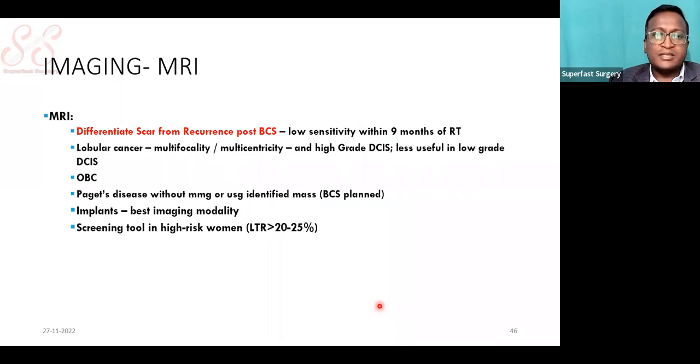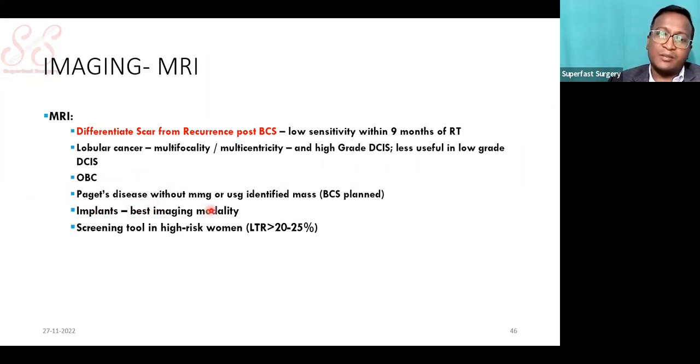Imaging MRI. MRI is basically a problem solving tool in case of breast cancer imaging. It will help us to differentiate a scar from the recurrence post BCS, because of the characteristics of the MRI: the tumor will be hyper enhancing. Now this has low sensitivity within 9 months of radiation therapy. It is also used in case of prior history of implant, and when we have metastasis of unknown origin of axilla, that is also known as occult breast cancer. Occult breast cancer basically means there is no lump in the breast, but there is axillary lymphadenopathy.